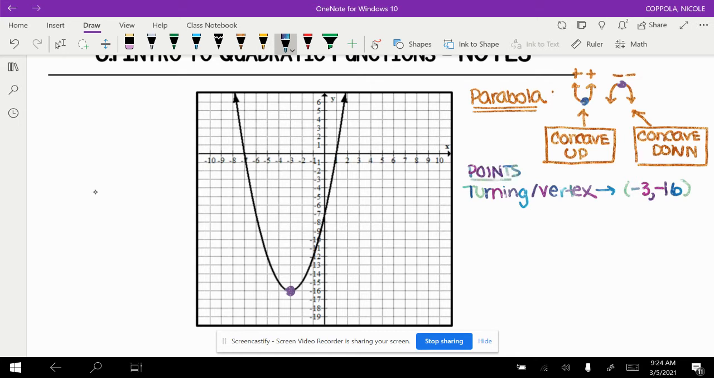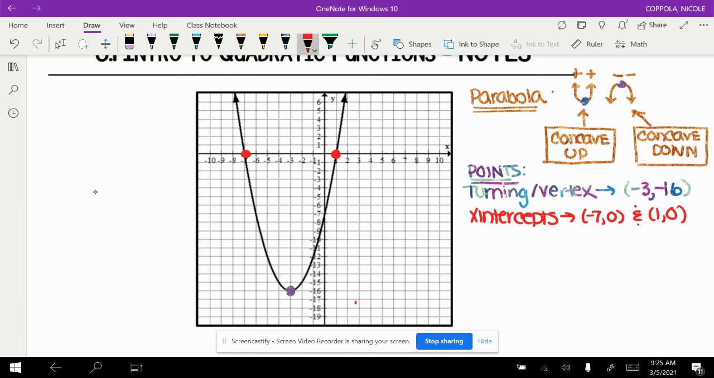So let's see, what other points are important on this graph of a quadratic function? I see these two guys. These are my x-intercepts. So we will talk about those as a point. So my x-intercept was over -7 up 0. And I have another one, which is over 1 up 0.